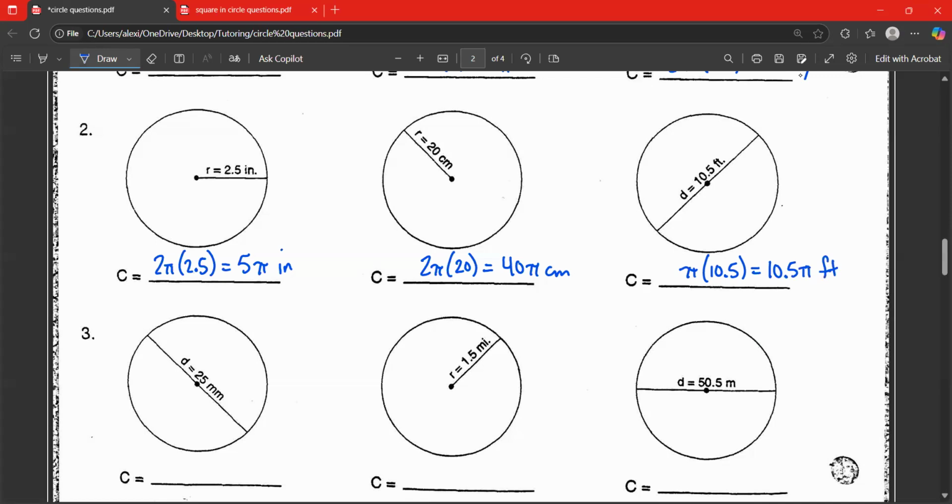Don't forget your units. Okay, so hopefully this video has been helpful in understanding the relationship between diameter and radius, and how both can be used to find circumference.